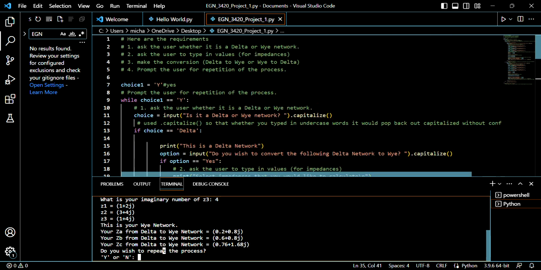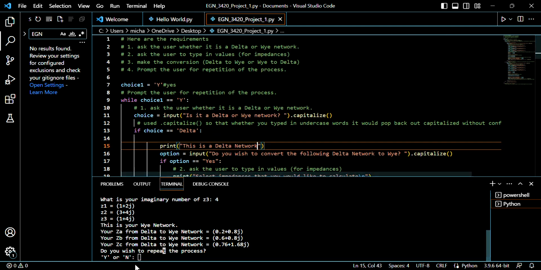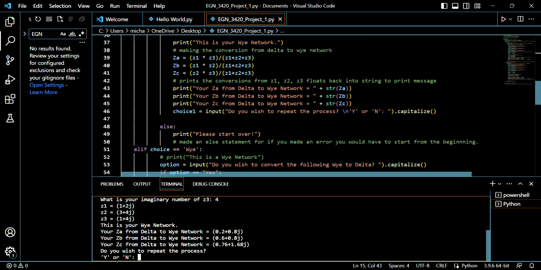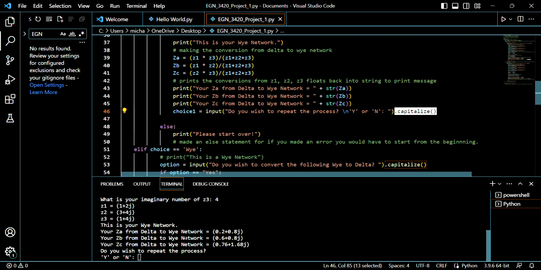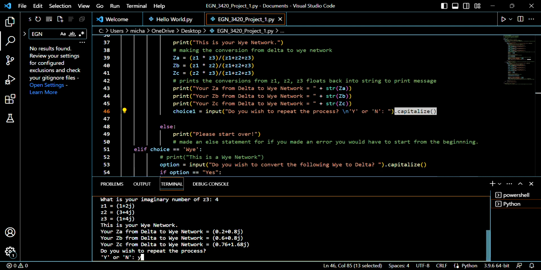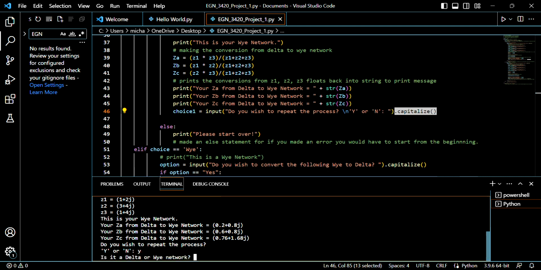And then the fourth part of it is to prompt the user for the repetition of the process. So down on the bottom here, I asked, do you wish to repeat the process, yes or no, which would be here. I obviously incorporated .capitalize again. So if I said a lowercase y there, it would still work because it would convert that y into a capital for the problem.